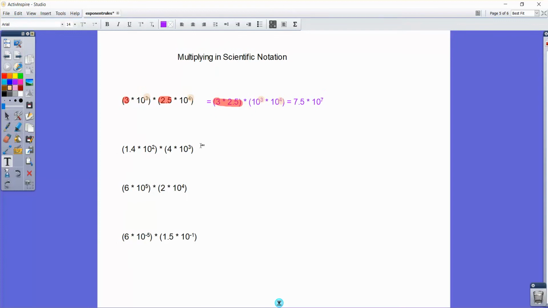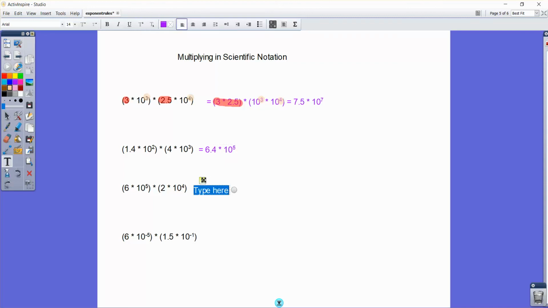So if I look at this next number, let's see if I can do this a little faster, right? So if I know 1.4 times 4, well, 1.4 times 4 is 5.6. You can always use a calculator if you need to, right? And 10 to the 2nd times 10 to the 3rd, if I add 2 and 3, I get 5. Now, here's a special case, right?